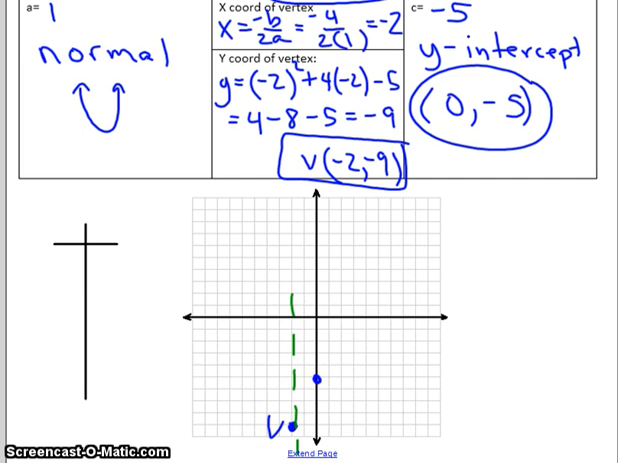And what we're going to do here is recognize what it tells us. It tells us that if we have a distance of 2, we should be able to go to the left of the axis of symmetry and find another point. So with these 3 points, we have a parabola that opens up. It has normal width, and it has a y-intercept of negative 5.